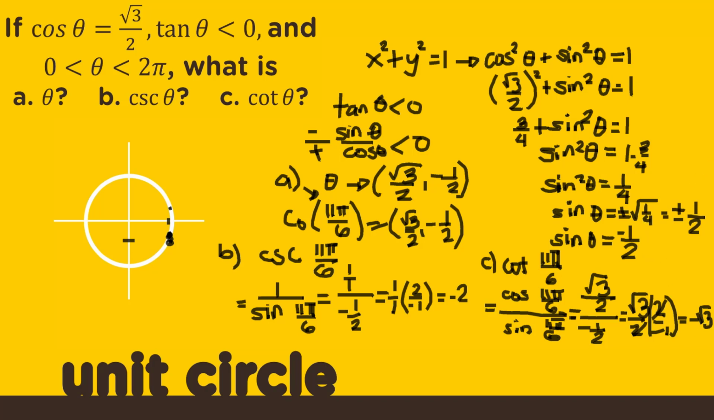So we're able to solve B and C together with A as we finalized the value of our sine, which completes the coordinate of our theta, because we are also considering the conditions given.